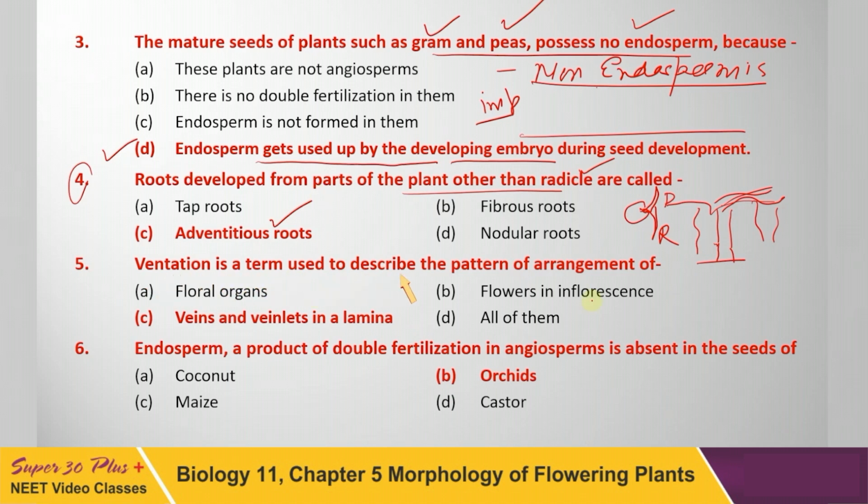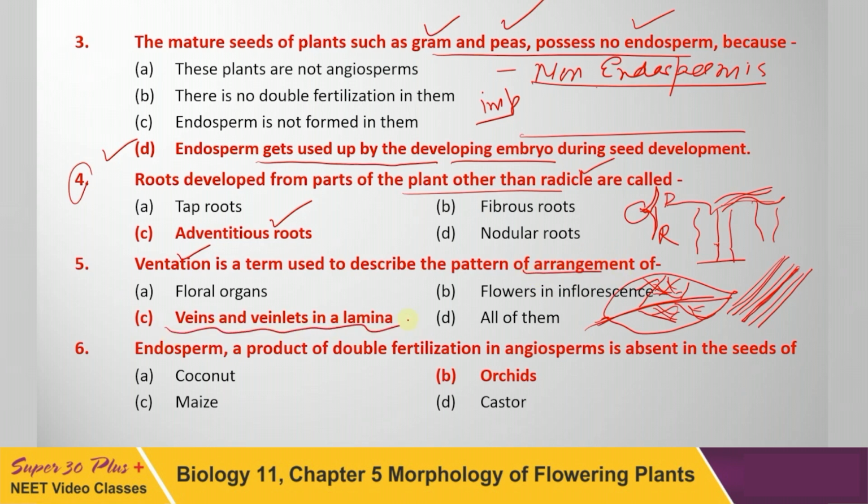Venation is a term used to describe the pattern of arrangement of what? Venation. This is a typical dicot leaf. This is the mid vein, these are the side veins, and these are the veinlets. This is known as reticulate venation. While in the case of a monocot leaf, there may be one mid vein which is a little thicker, and all other veins lie parallel to the mid vein, parallel venation. So venation is a term which says about the pattern of arrangement of veins and veinlets. Is it right? Come to the next question.